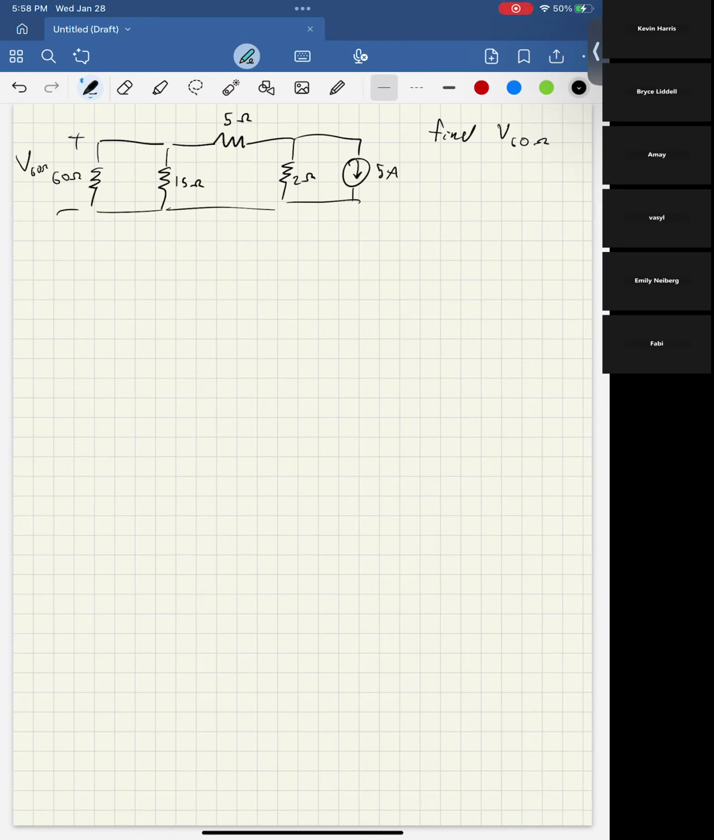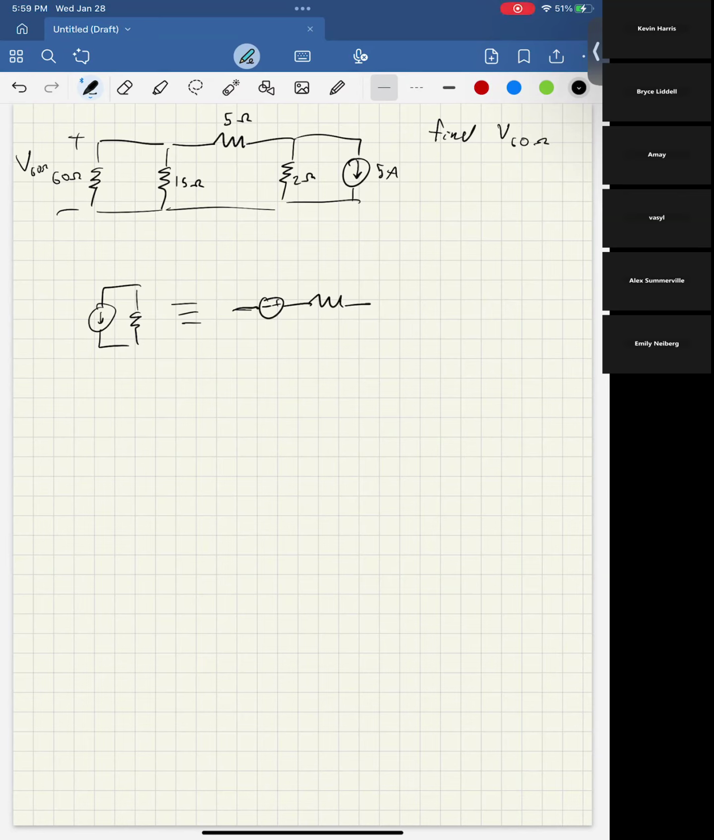Oh wait, this is using source transformations. Oh no, you guys haven't learned source transformations, right? That's where you can take a current source in parallel with a resistor and turn that into a voltage source in series with the resistor. I don't think you've done that yet. So in that case, I will actually not do this problem. I think we just did it today, actually. Oh, okay. In that case, I'll do this question.